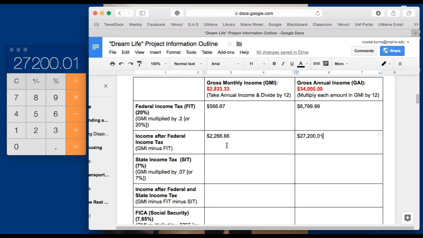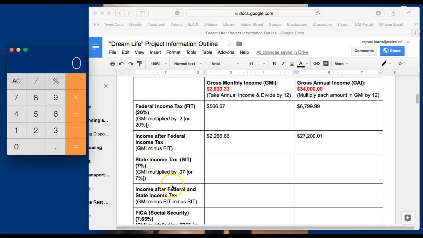Now we need to figure out what our state income tax is. Roughly, and it changes and it flexes, but right now it's about 7%, or when we're doing our multiplication, that's 0.07. And so we're going to take our gross monthly income, our original starting amount, and multiply that by 0.07.